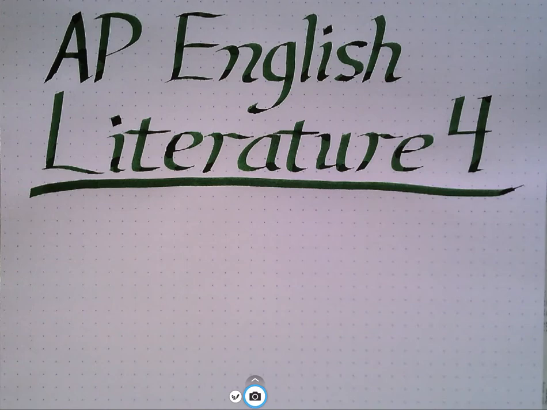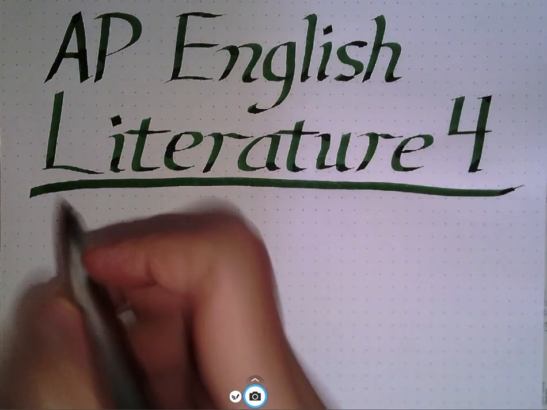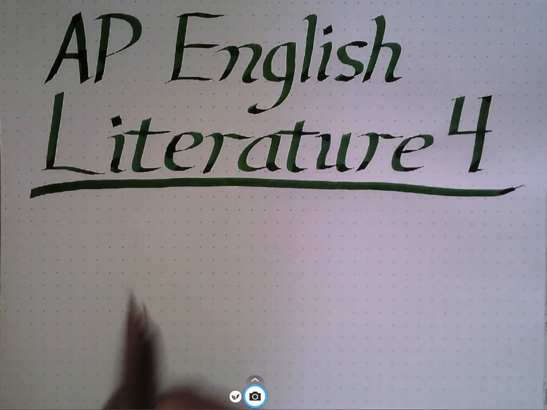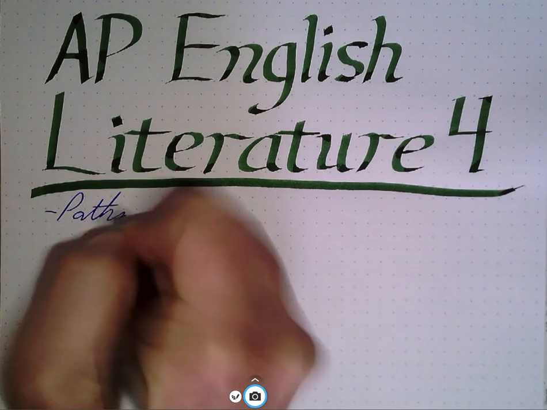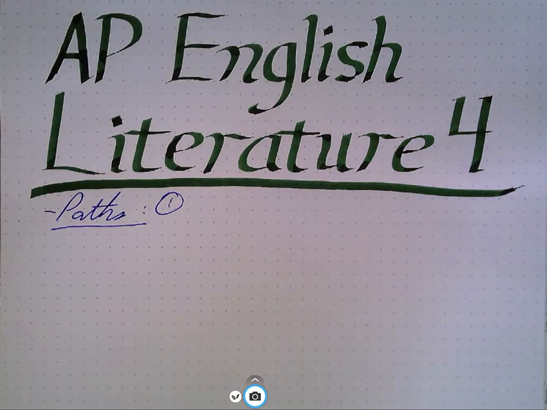I want to share a little bit of information with you about AP English Literature 4. This is, of course, for our rising juniors. I want to first talk about the two primary paths by which you can arrive in AP English Literature 4, and then I'll talk a little bit about the content and what you can expect from the class. Okay? So, this is, of course, a class for seniors. So this is addressed now to our rising juniors. And here are the two paths to arrive in AP English Literature 4.